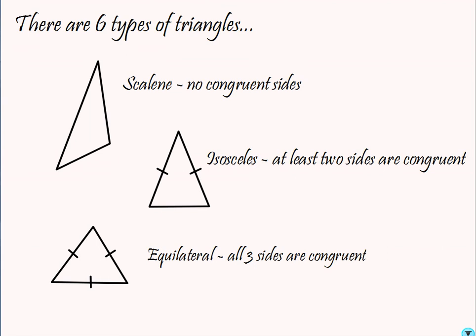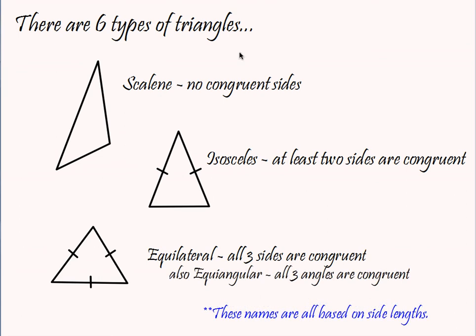Now we're going to throw one more triangle in here. An equilateral triangle actually has another name. We can also call it equiangular, because all 3 angles are congruent as well. If all 3 sides are congruent, then all 3 angles are congruent. So equilateral triangles are equiangular. Scalene, isosceles, and equilateral, those names are all based just on the side lengths of the triangles. Well, today we're going to focus mostly on the isosceles triangle.